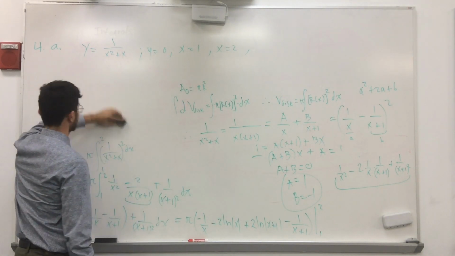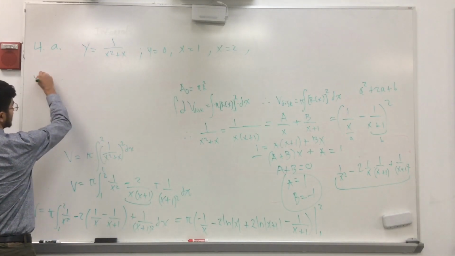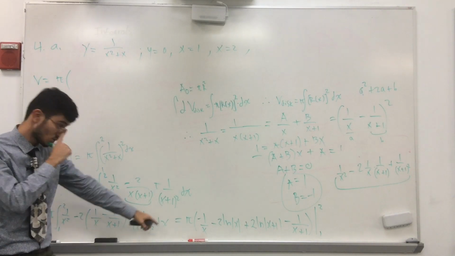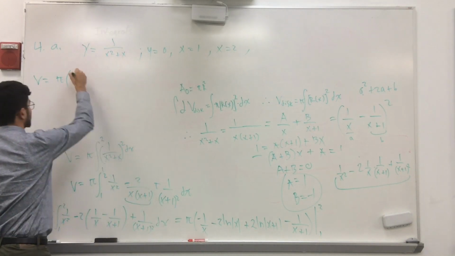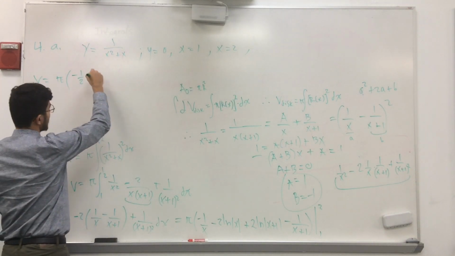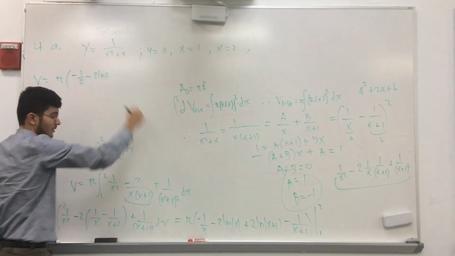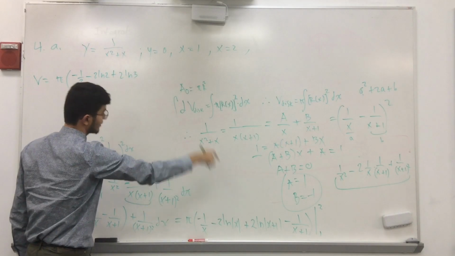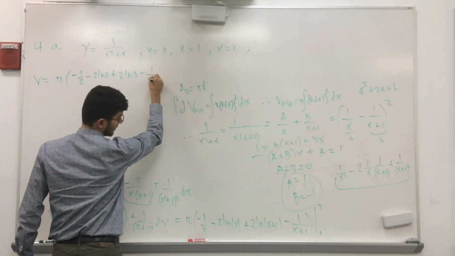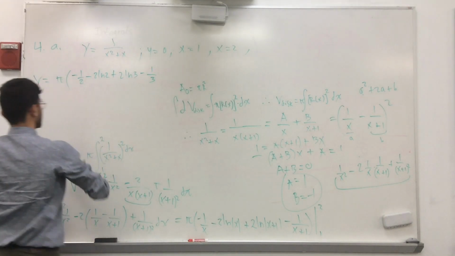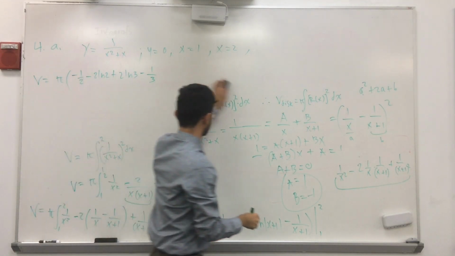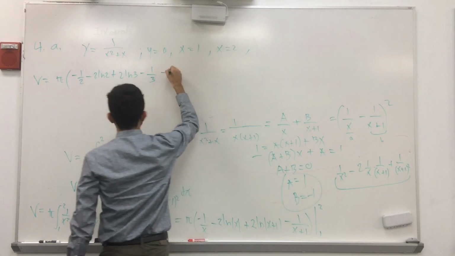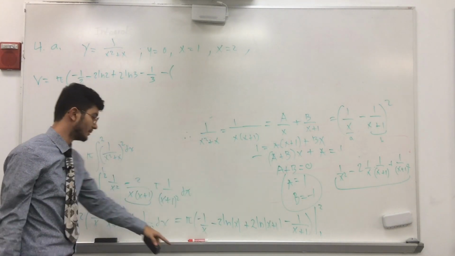Okay, so the volume is nothing but pi. We're going to substitute 2 first, right? So this over here will be negative 1/2, minus 2 ln 2, and then plus 2 ln of 3, and then minus 1 over 3, right? And then we're going to subtract the same function evaluated at 1.